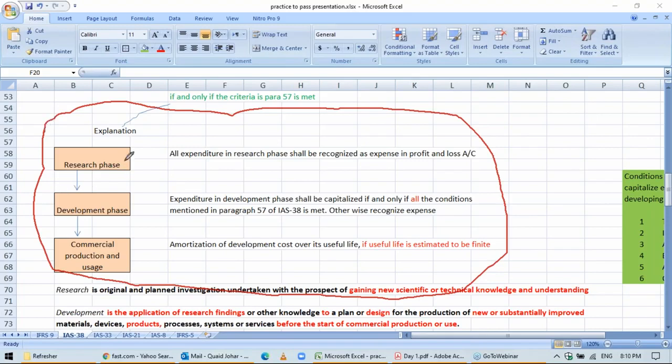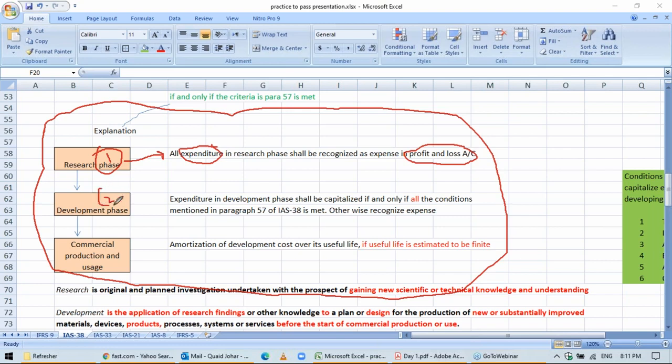See, first of all, always if you are developing an asset, you will be going through the research phase. Research means obtaining scientific or technical knowledge. Without that, you can't develop an asset. In that phase, all expenditure is charged to the profit and loss, and it cannot be reinstated. Even if afterwards the conditions are met, you cannot restate it. Once gone to the profit and loss account, you cannot capitalize it in future when the conditions are met, right? So in research phase, all expense goes to the profit and loss account.